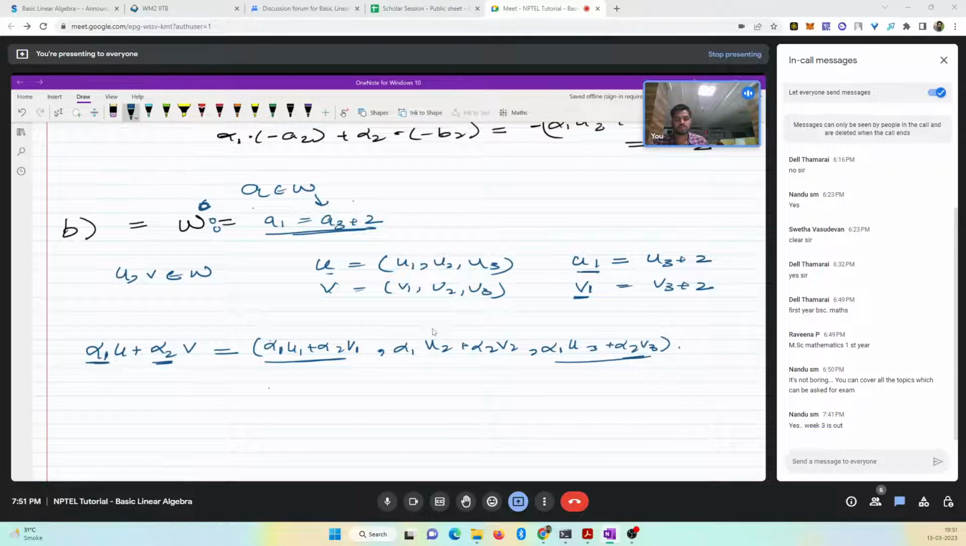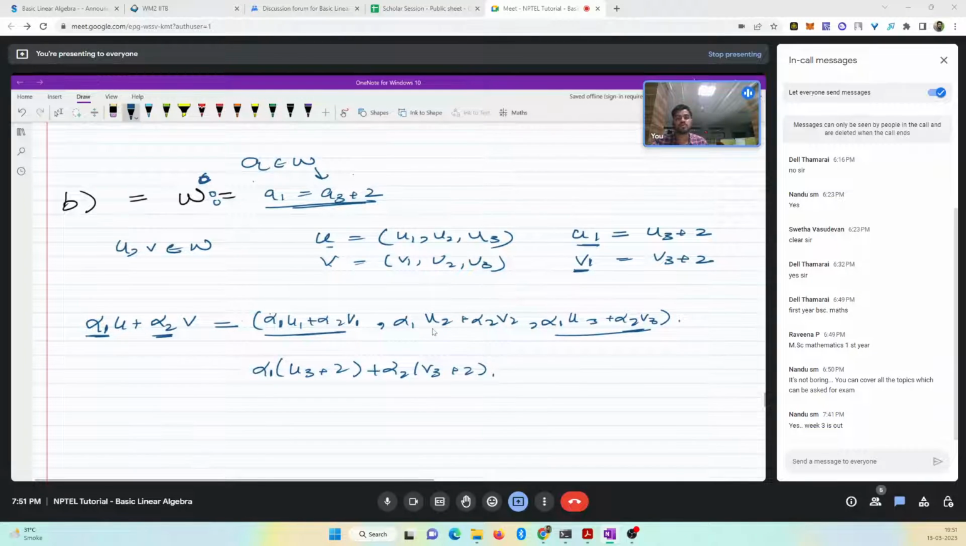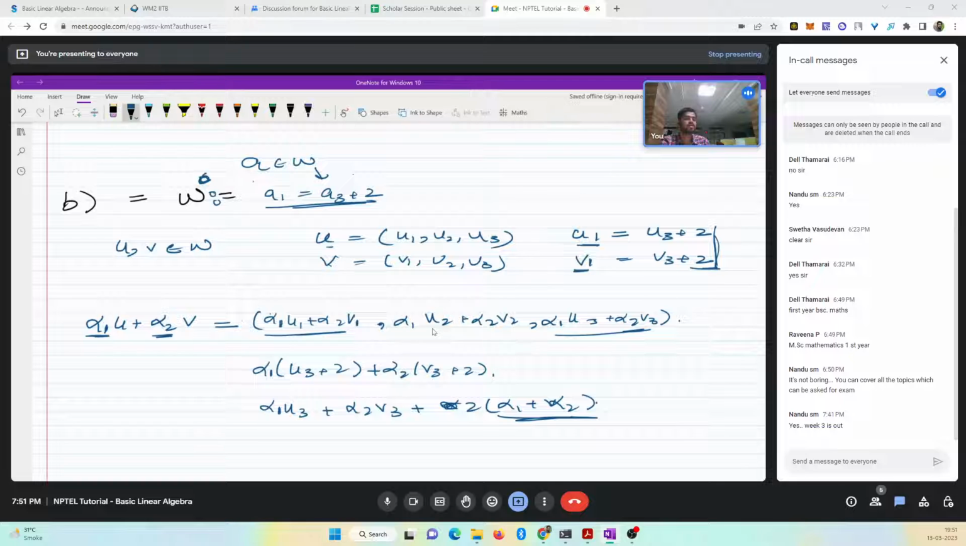So the first position is alpha 1 times (u3 plus 2) plus alpha 2 times (v3 plus 2), right? If we just open this now, what would we obtain? This is alpha 1 u3 plus alpha 2 v3 plus 2 multiplied by (alpha 1 plus alpha 2). Now, if you carefully look, what we wanted is just a 2 over here. We didn't want any alpha 1 plus alpha 2 multiplied with this. We just wanted this plus 2.